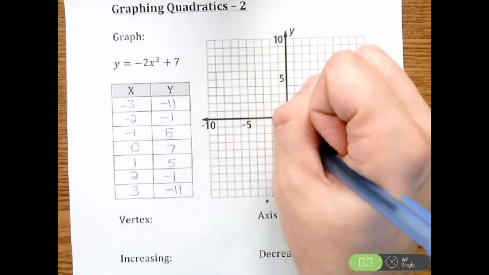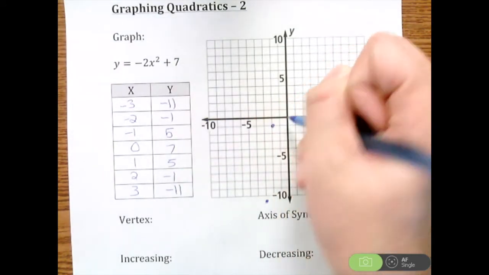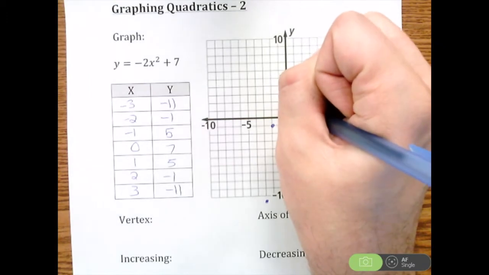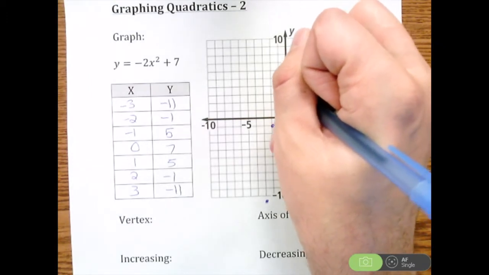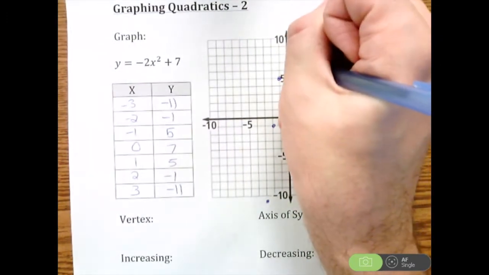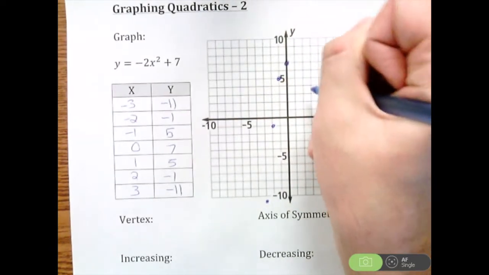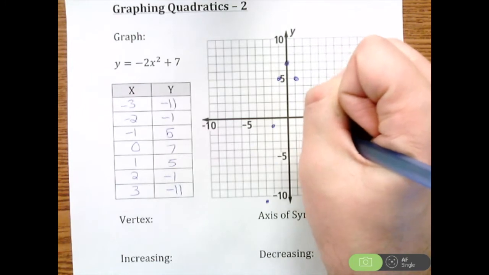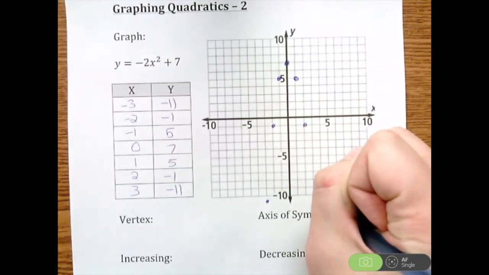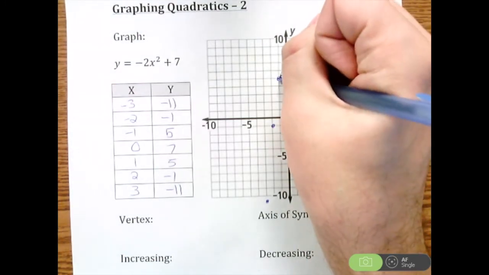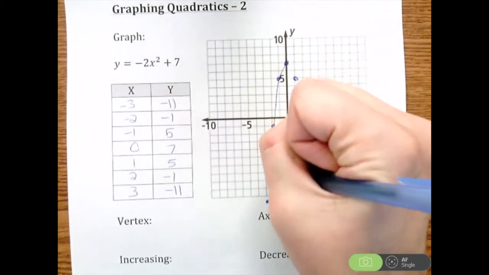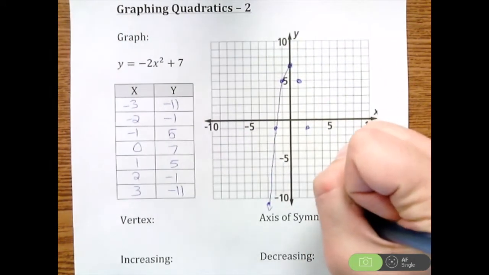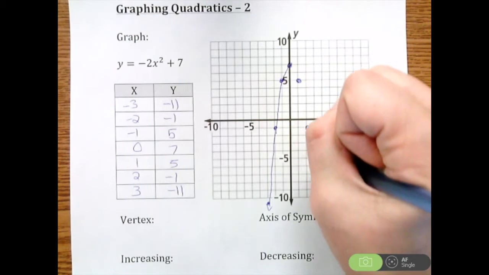Negative 2, negative 1. Negative 1, 5, 1, 2, 3, 4, 5, 0, 7, 1, 5, 2, negative 1, 3, negative 11. I'm going to trace that with the pen and make my parabola. I like to take it all the way to the edge of my graph paper there.